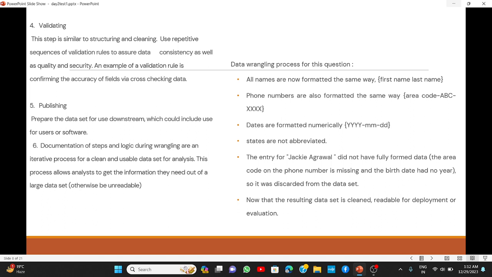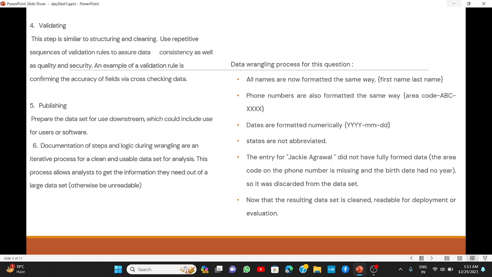Fifth, publishing. Prepare the data set for use downstream, which could include use for users or software. Sixth, documentation of steps and logic during data wrangling. It is an iterative process for a clean and usable data set for analysis. This process allows analysts to get the information they need out of a large data set that would otherwise be unreadable. Data wrangling process for this question.